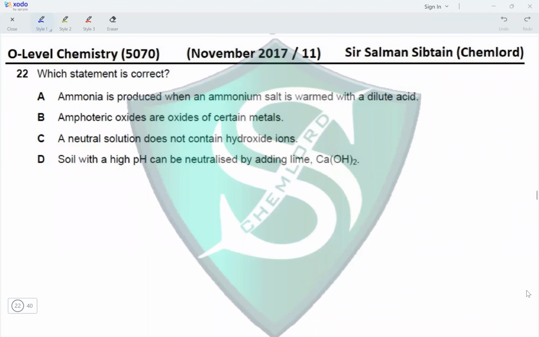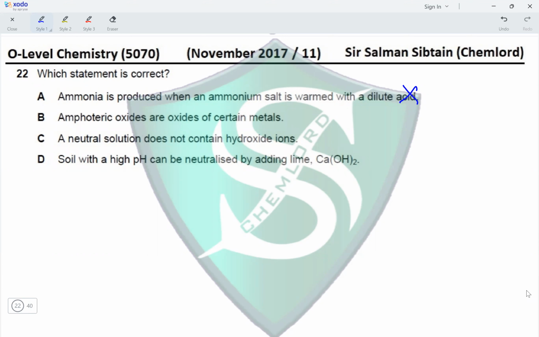Question 22. Which statement is correct? Ammonia is produced when ammonium salt is warmed with dilute acid. No, ammonium salt itself is acidic in nature. So ammonia would be produced when the ammonium salt is warmed with dilute base.